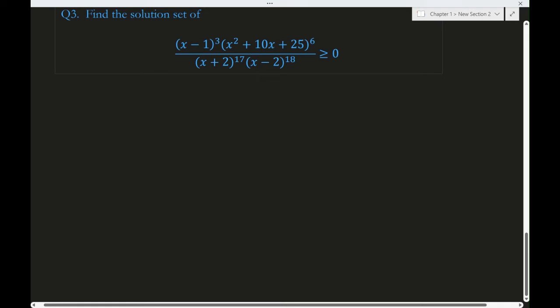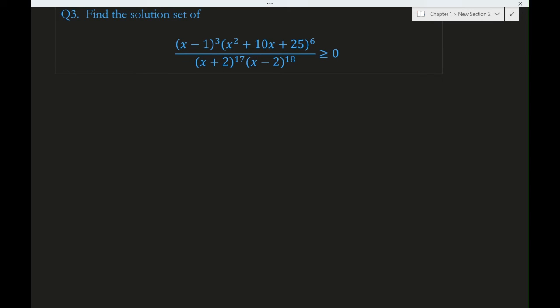So this is question number 3, to find the solution set of this rational inequality. What we can do here is try to simplify. If you look at this, we can factorize this as x plus 5 squared, then all to the power 6. x plus 5 squared is the same thing as x squared plus 10x plus 25.